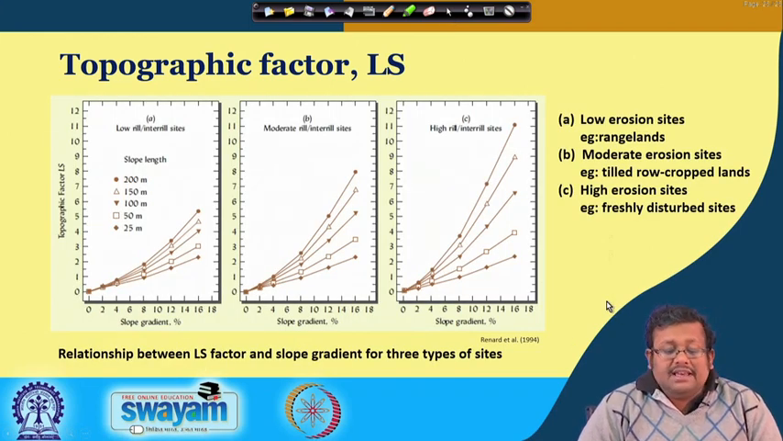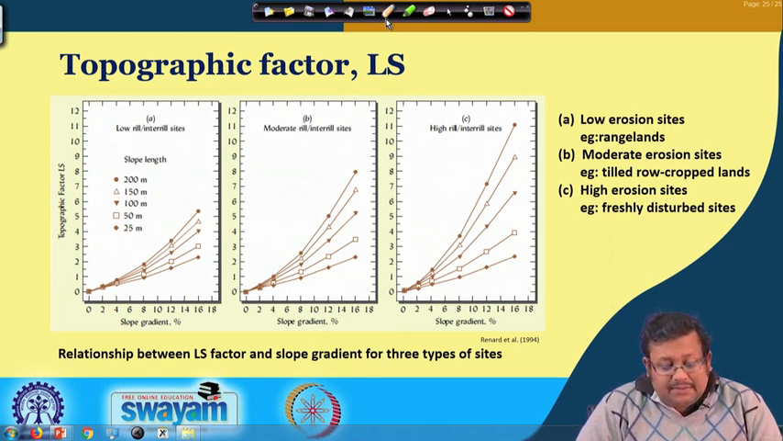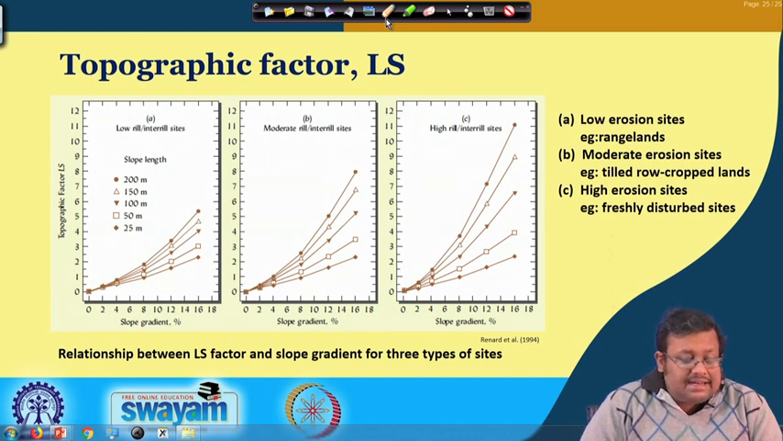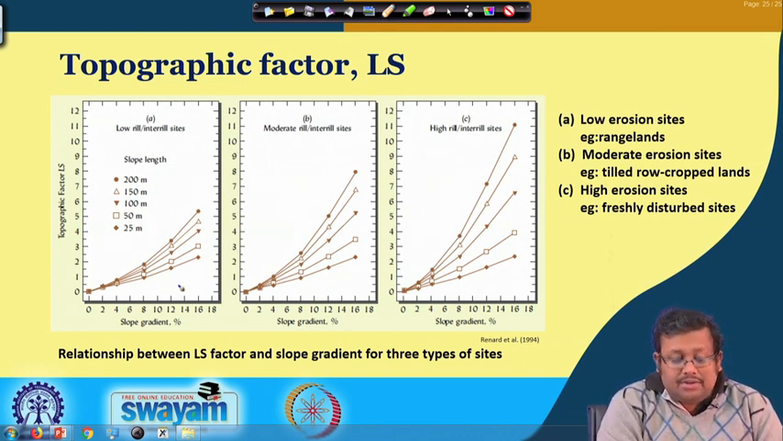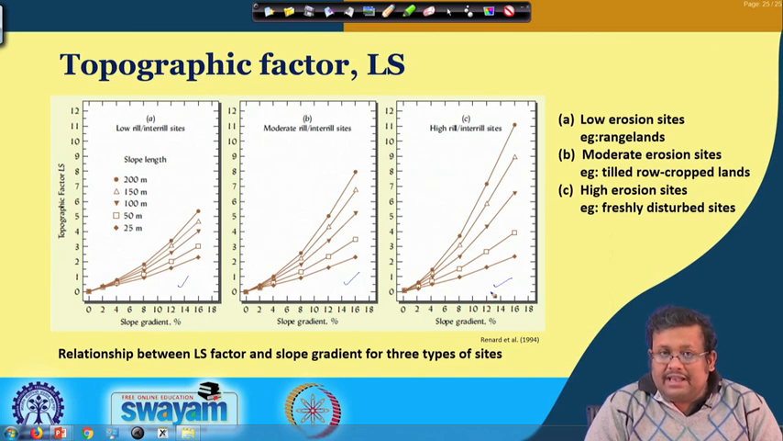So let us see the relationship between LS factor and slope gradient for three types of sites. You can see here there are three types of site. One is a low erosion site, that is rangeland, the second is a moderate erosion site, that is tilled row croplands, and finally there is a high erosion site, that is freshly disturbed sites.